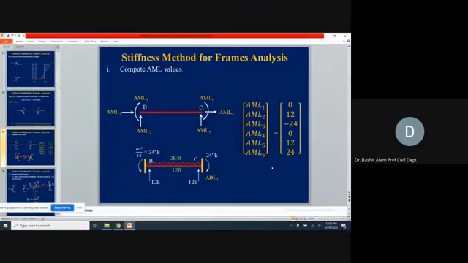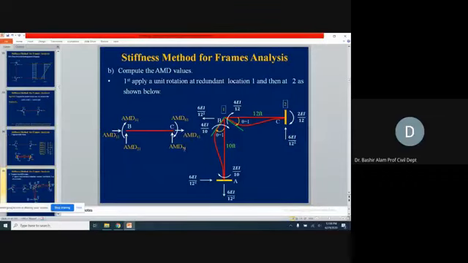Coming now to the AMD matrix. I'm going now to the diagram. You don't need to redraw this one. Again, we have this situation already from the generation of the stiffness matrix. We discussed this, but these are now our AMD 1,1, 2,1, 3,1, 4,1, 5,1, and 6,1. By completing these values, you will complete the first column of the AMD matrix.